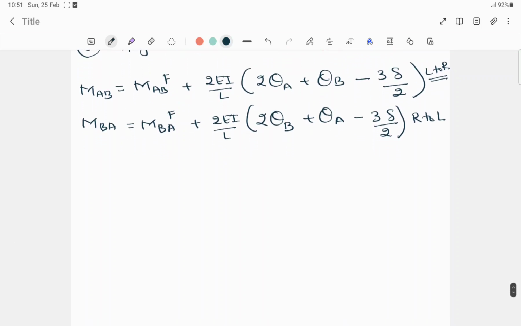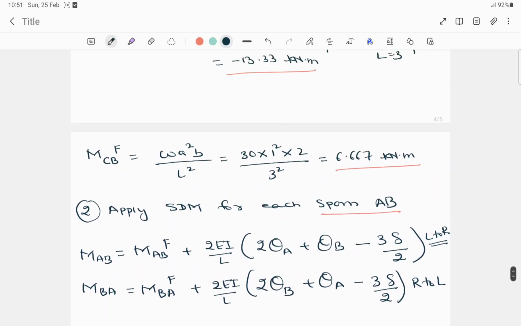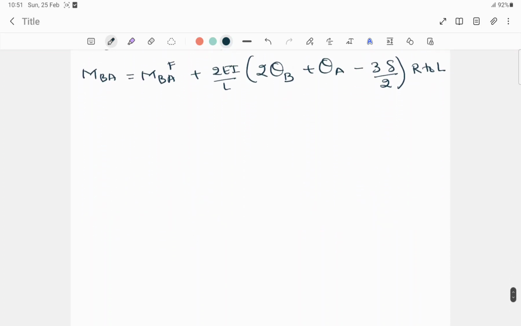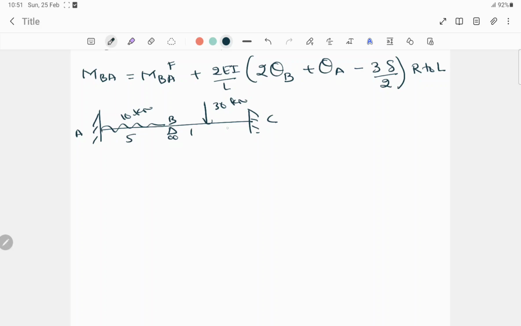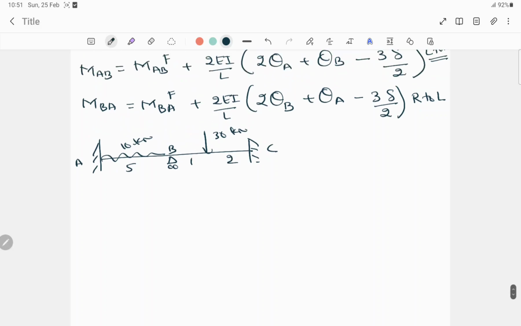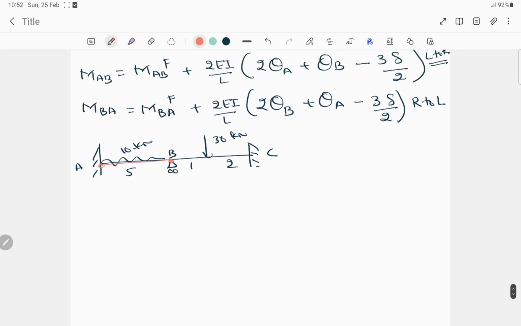Now we are considering span AB. So again I have to draw the diagram. The diagram was like this. Here A, B and C. Here UDL was acting, a point load of 30 kilonewton, and here 10 kilonewton, with span 5, span 1 and 2. So this was it. Now we have to calculate for this span, A to B.